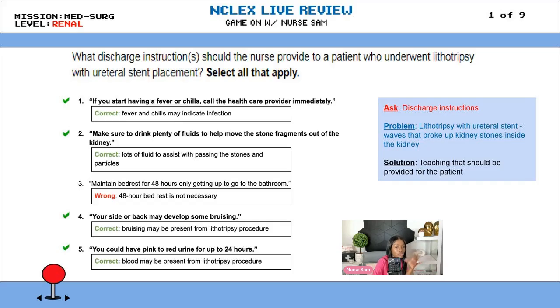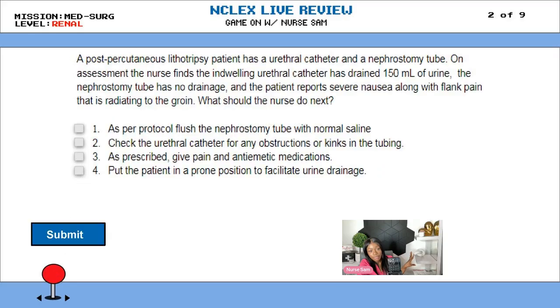And 5 says you could have pink to red urine for up to 24 hours. And that is true. Yes, there may be blood present from the procedure. So, someone did get 4. Great job, Shabish. Awesome job, guys. If you did not get 4, that's okay. At least now you know. Now let's go on to the next one.